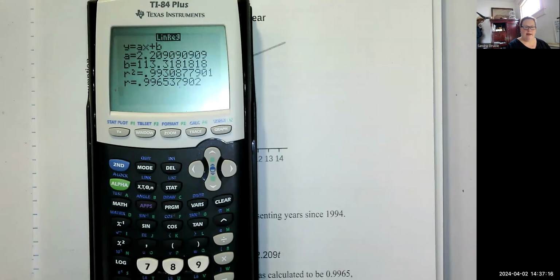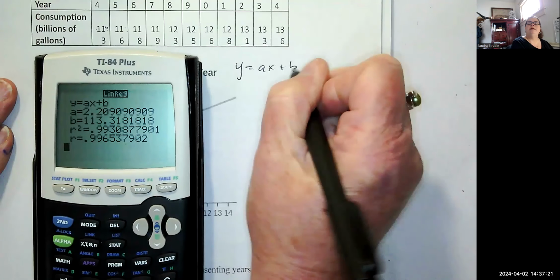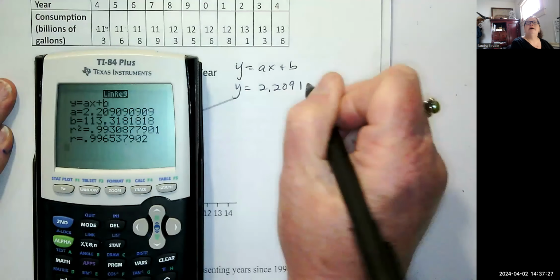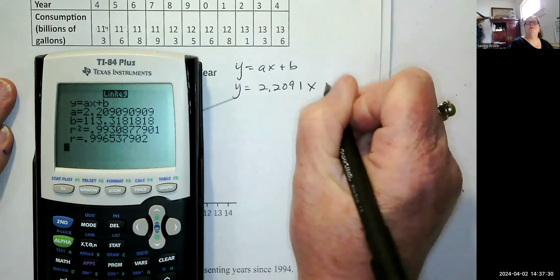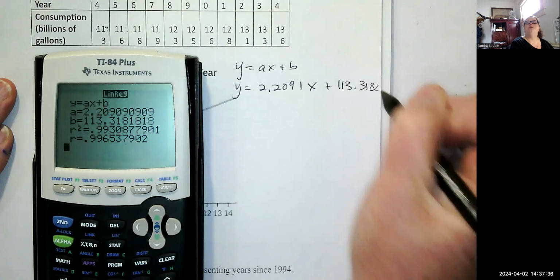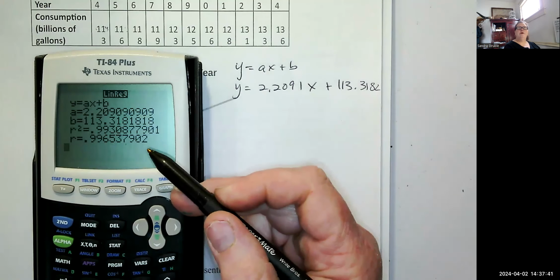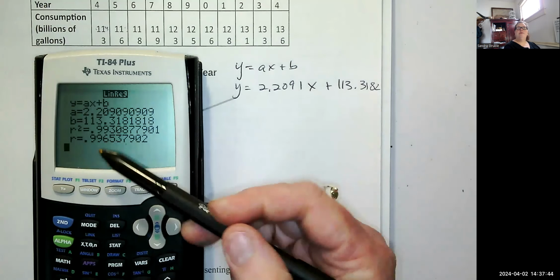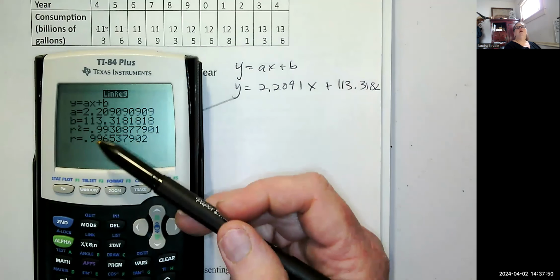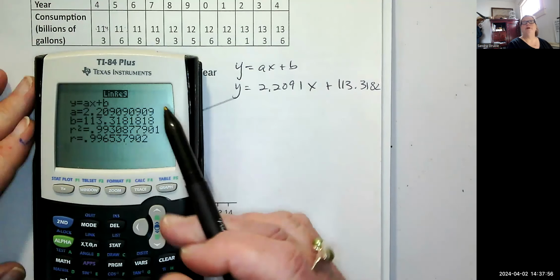It calculated, let's write this down, y equals ax plus b. So y is 2.2091x plus, we have a y-intercept of 113.3182. And then we've got a correlation coefficient that couldn't get much closer to 1 if it wanted to. You can tell that it's positive, so it's an increasing relationship as well. So we've got a very strong increasing relationship between our data. It's a really good line that's been created.